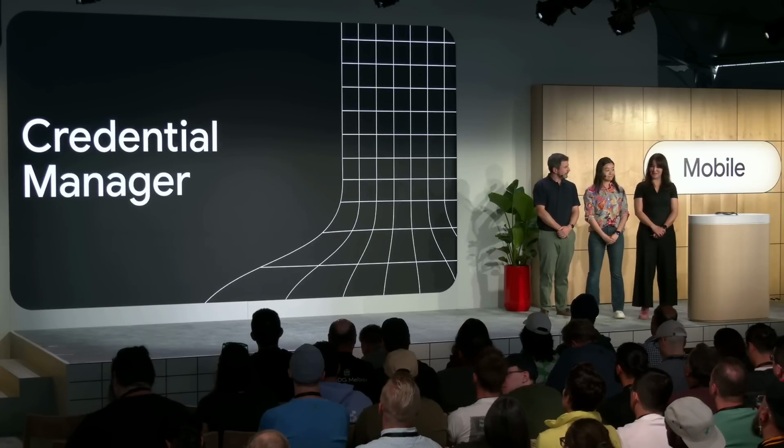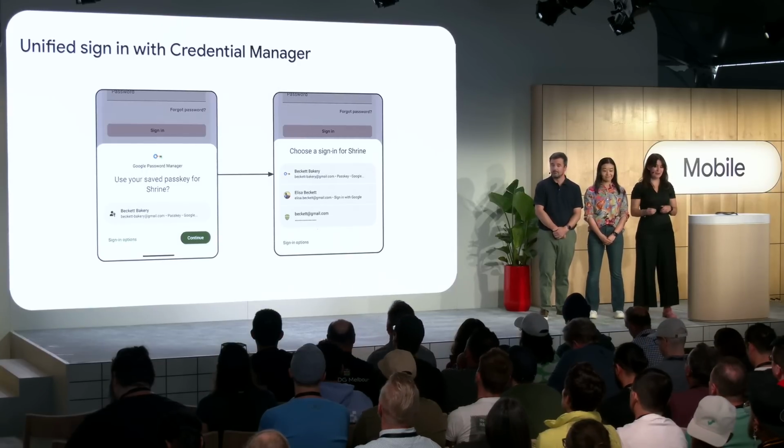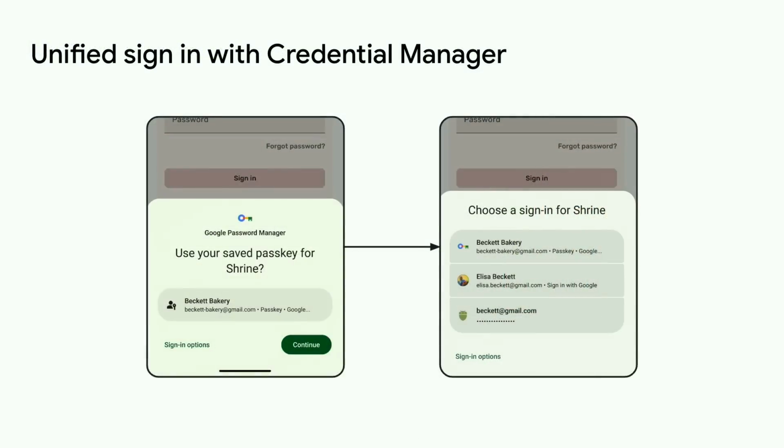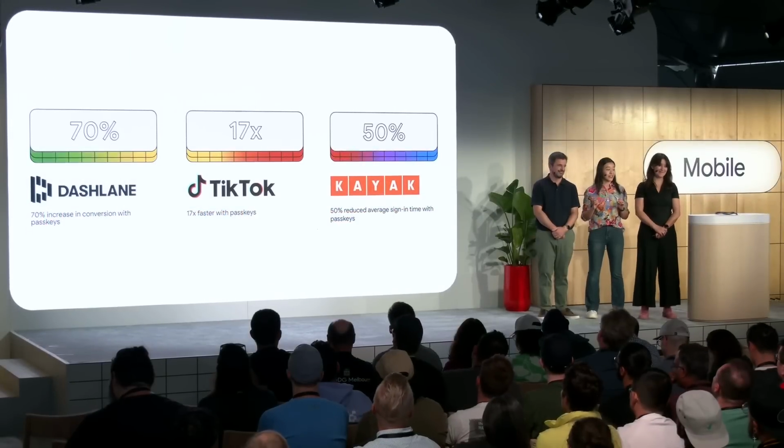The Credential Manager API provides a simple developer service for your users' login information. It aggregates sign-in with Google, passkeys, and passwords into one single interface. And to reduce complexity for you, the system automatically shows the most secure and relevant login option, and the users always have the choice to select their sign-in method. Just within the last year, we have seen partners like Dashlane, TikTok, and Kayak start supporting passkeys and migrating to Credential Manager, seeing incredible results for their users.